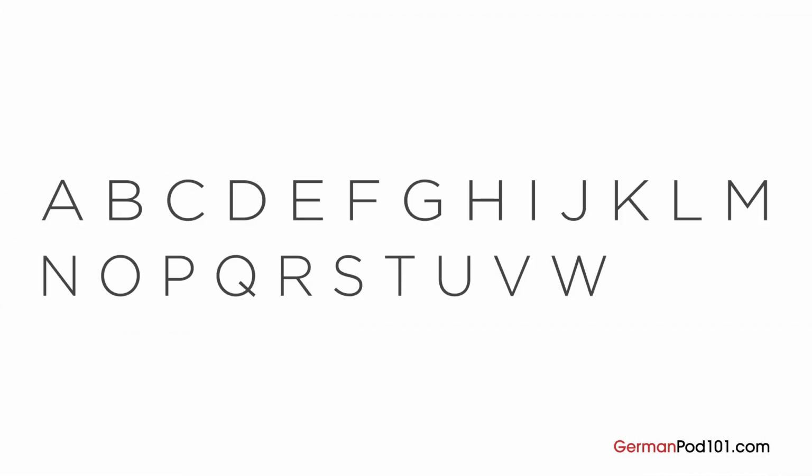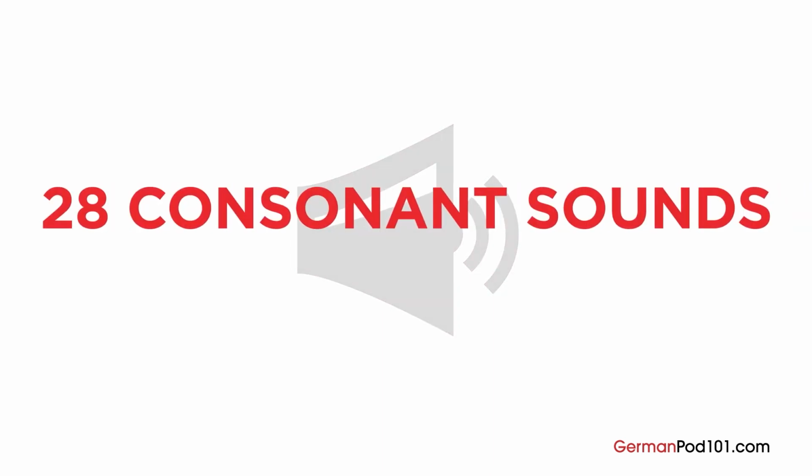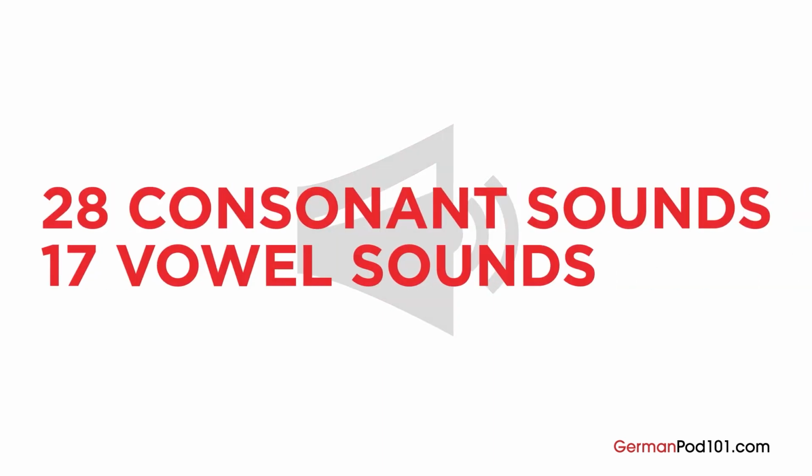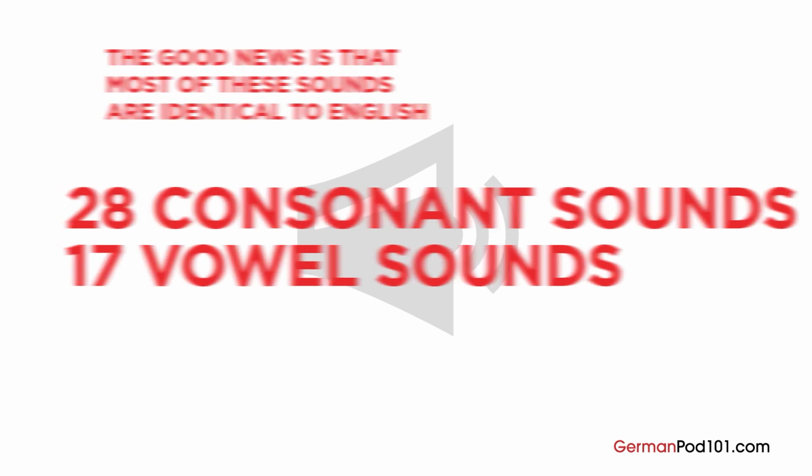German uses the exact same letters as English. It also uses one extra character and has unique markers which look like two dots appearing over some vowels. But let's try not to focus and rely on the German letters too much. Let's focus on the sounds. There are a total of 28 consonant sounds and 17 vowel sounds in German. The good news is that most of these sounds are identical to English.